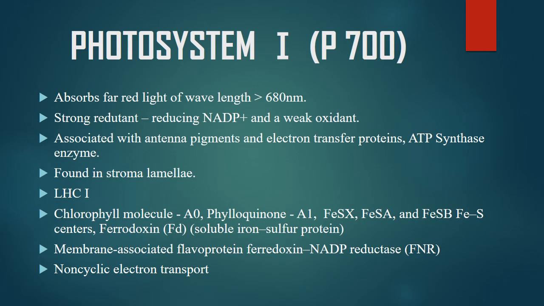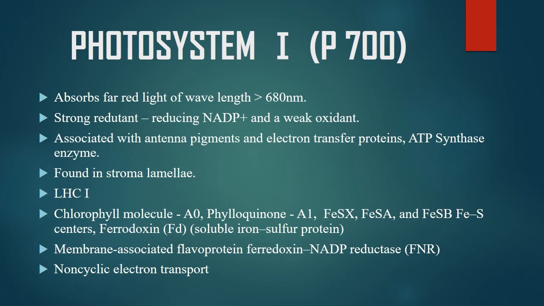Let us look into the next photosystem, that is Photosystem I, and its reaction center P700. It absorbs far red light of wavelength greater than 680 nanometers. The Photosystem I reaction center complex is a large multi-subunit protein complex. A core antenna consisting of about 100 chlorophylls is a part of the Photosystem I reaction center, that is P700. The core antenna and P700 are bound by two proteins, namely PsaA and PsaB.